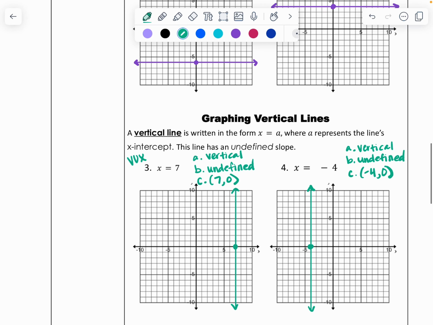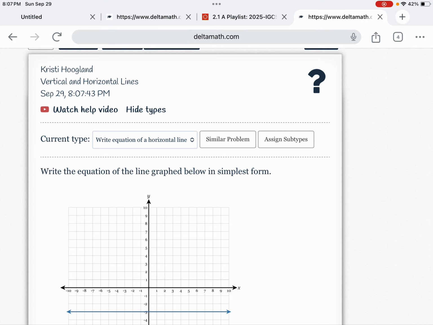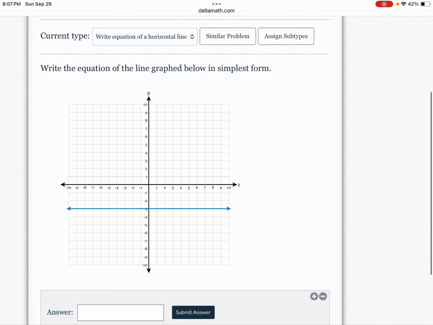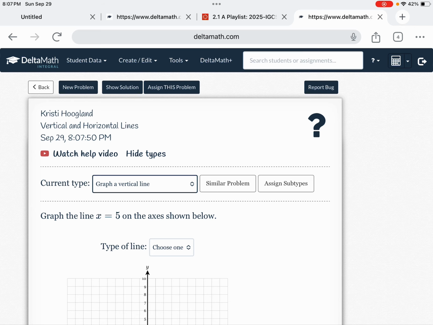Now I just want to show you a couple of examples you're going to see on your practice in Delta Math. So let's see, I'll show you graphing a vertical line first.